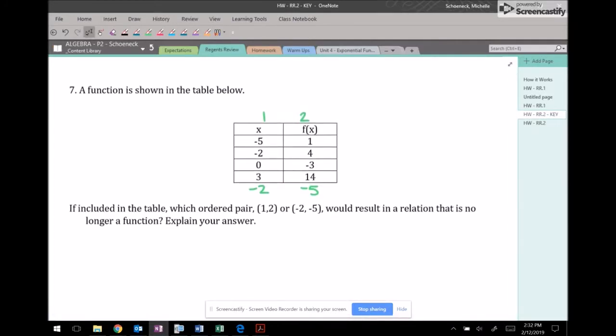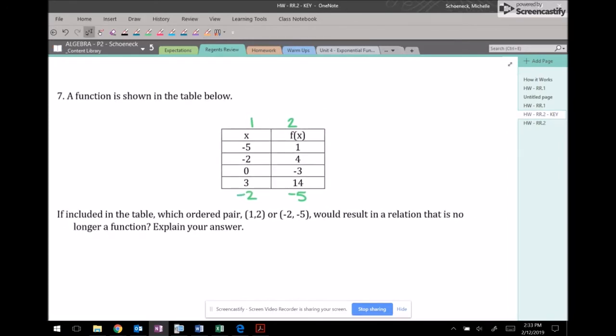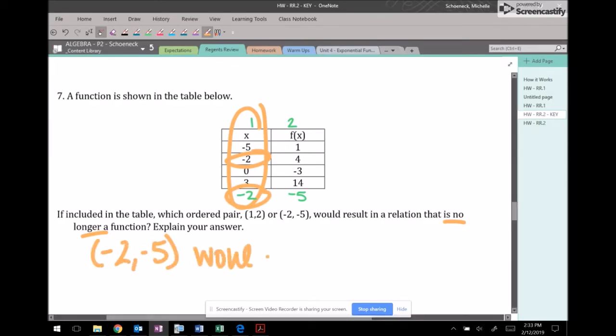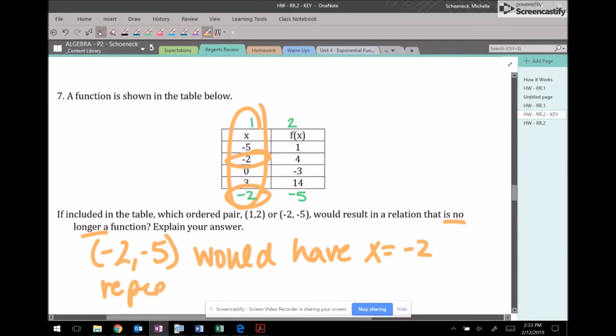Which ordered pair would make it no longer a function? Okay, no longer a function means that we cannot have any repeating x values. All right, no longer a function. So when we take a look at this list, negative 2 would repeat. So the ordered pair negative 2, negative 5 would have x equals negative 2 repeat. So it would no longer be a function.